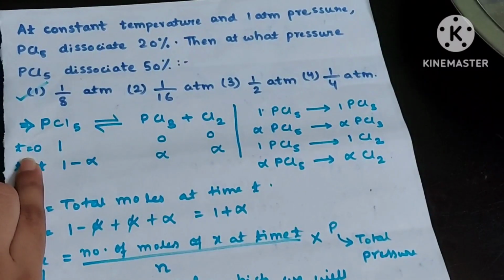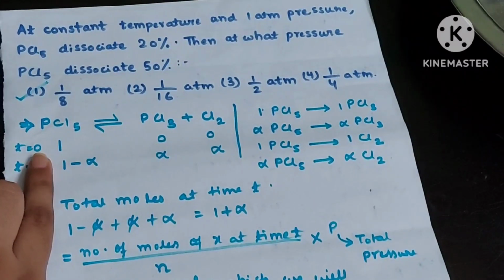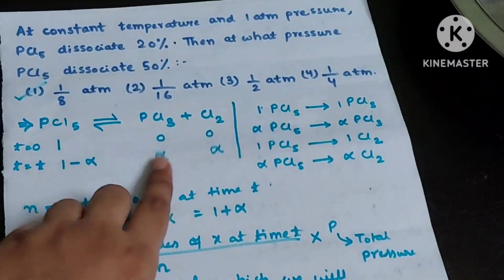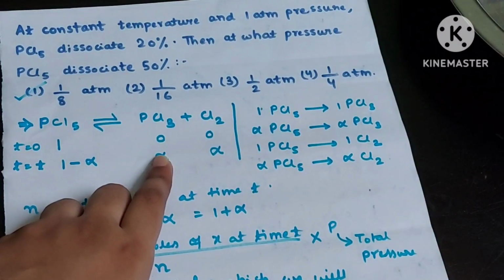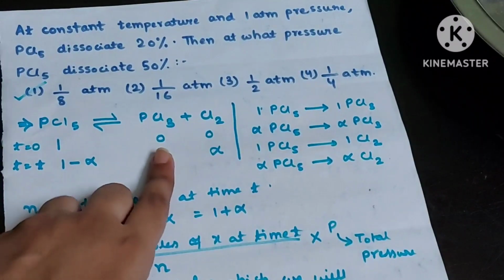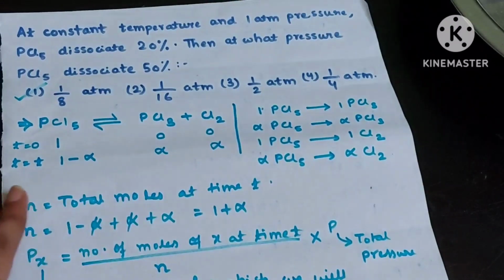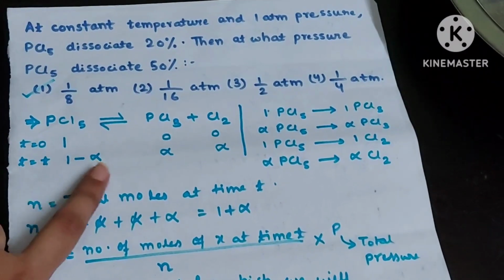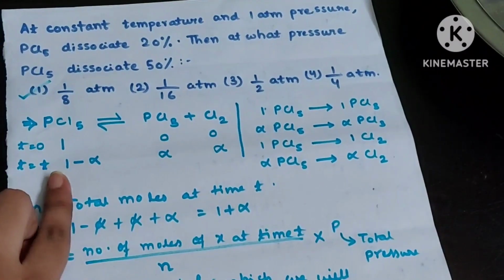So at time t equal to 0, that means initially, we have considered moles of PCl5 as 1, and at that time no PCl3 and Cl2 is formed, so their moles are 0. And then after time t, alpha moles dissociated from 1 mole.